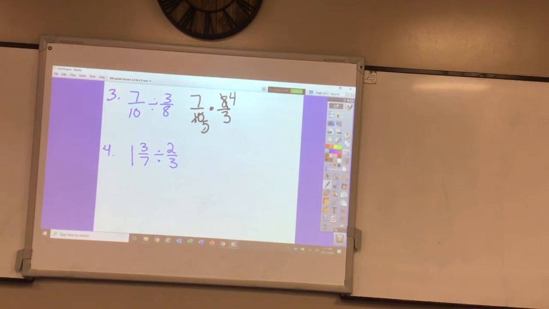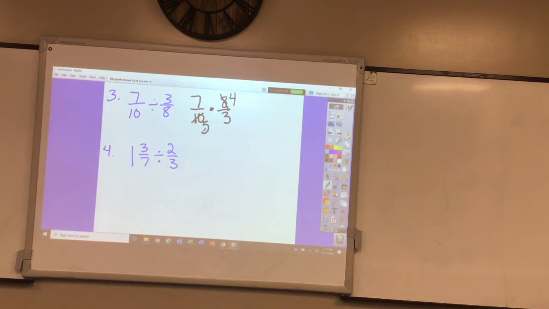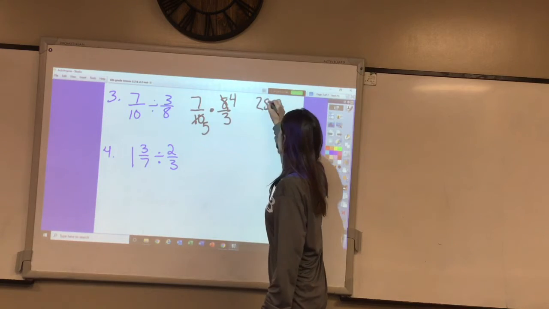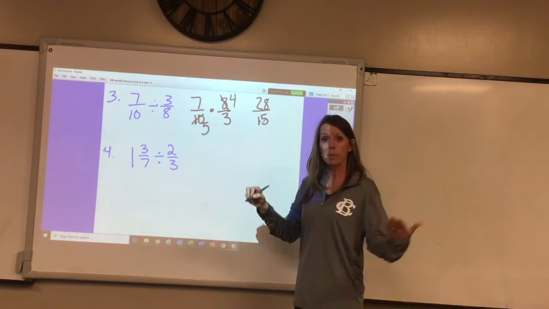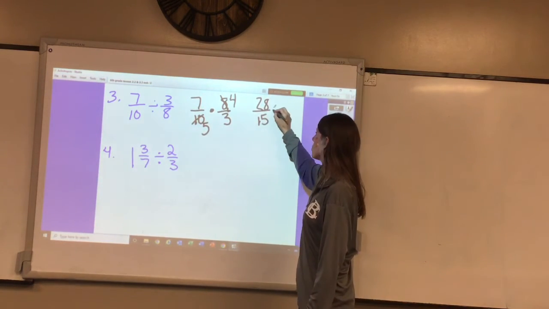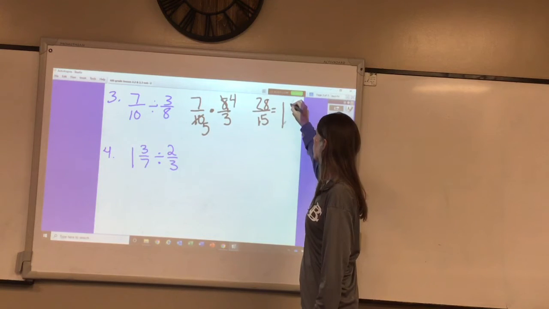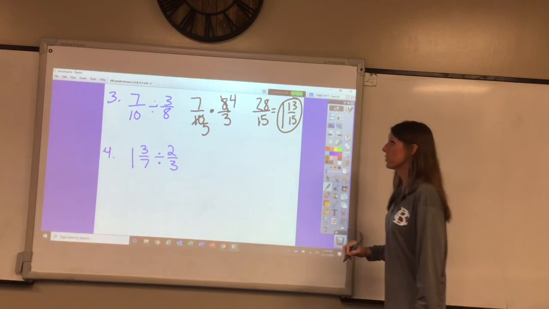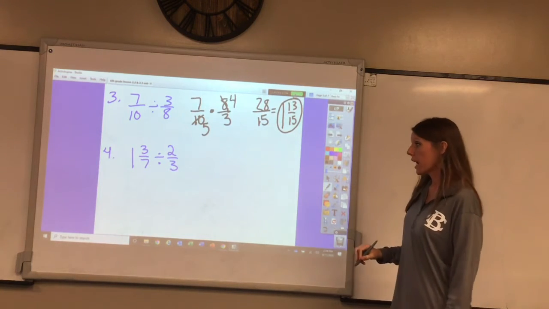Okay, hopefully that'll work. All right, so now I'm ready to go across the top. 7 times 4 is 28. 5 times 3 is 15. Top is bigger than the bottom, so 15 goes into 28 1 time with 13 left over, so 1 and 13 fifteenths. All right, let's go to the next one.